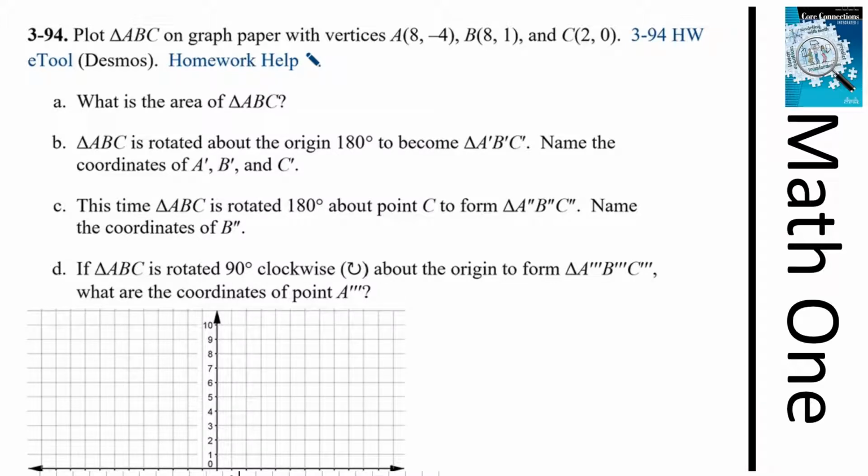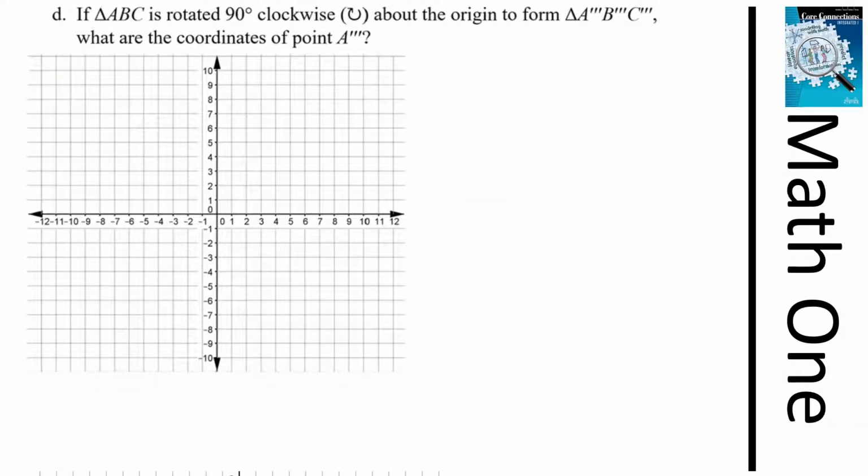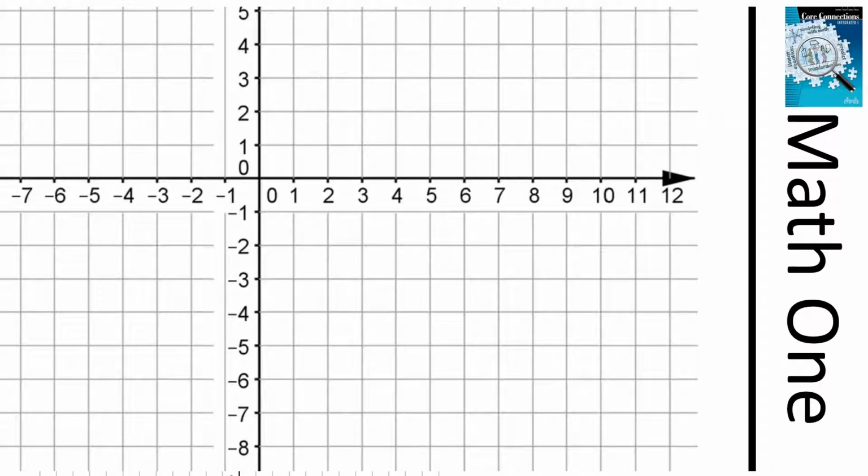Plot triangle ABC on the graph paper with vertices at (8, -4), (8, 1), and (2, 0). So let's start with A. A is over 8 and down 4. So A is over 8 and then down 4 units. So this is point A.